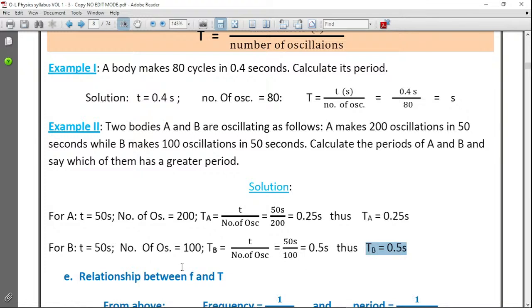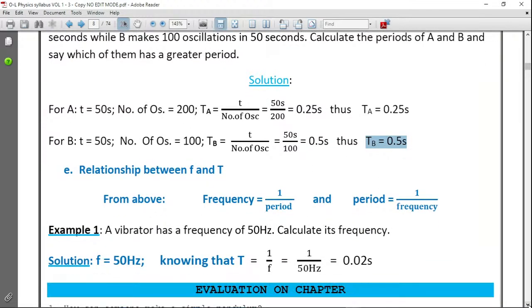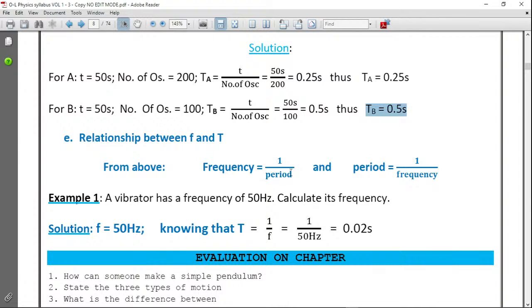Now we have the relationship between frequency and period. From above, frequency is equal to 1 over period, and period is 1 over frequency. For example, a vibrator has a frequency of 50 hertz. Calculate its period. Since the frequency is 50, the period will be 1 over frequency, which is 1 over 50 hertz. And that gives us 0.02 seconds.